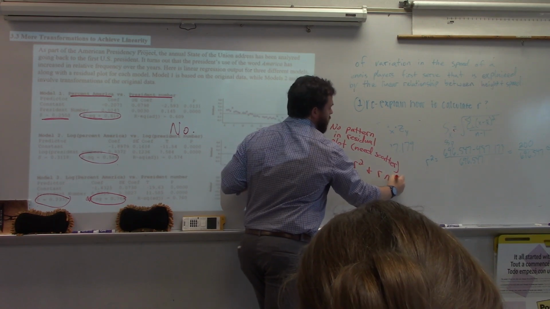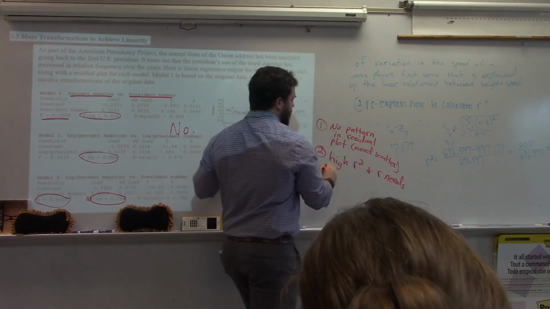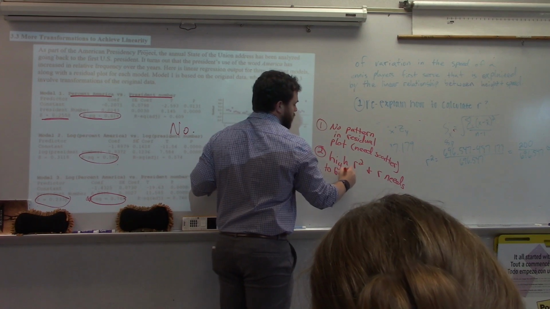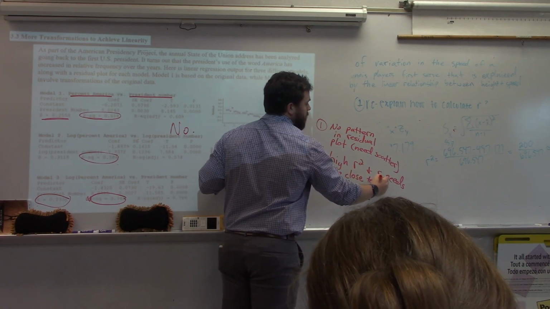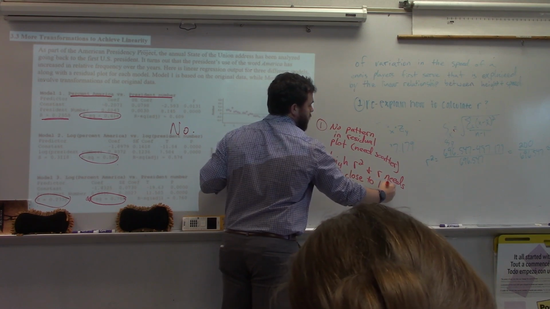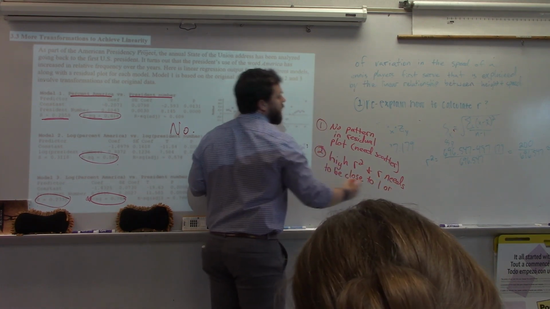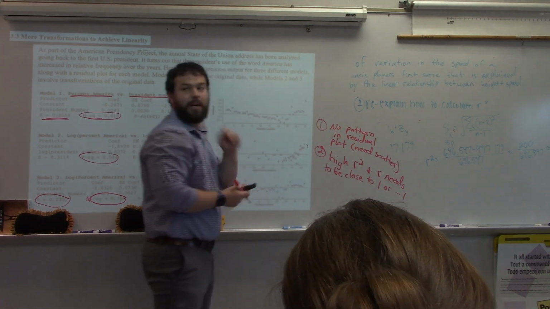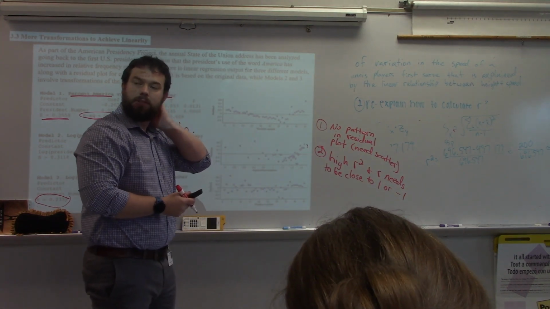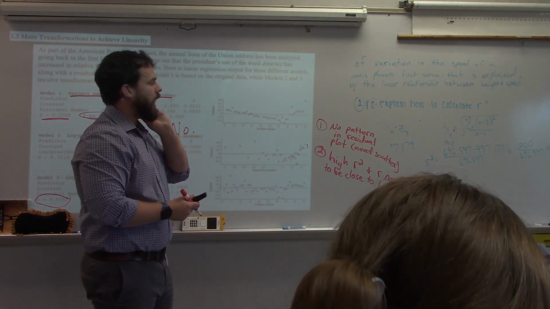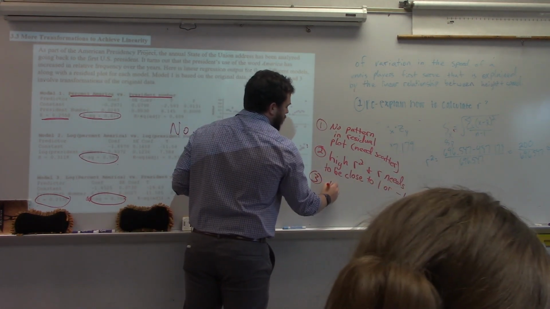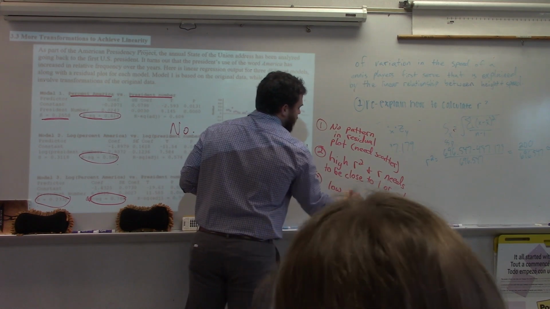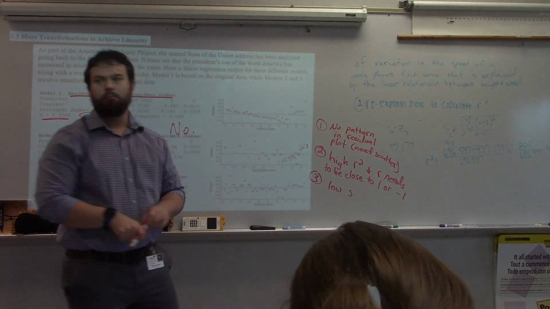R needs to be close to what? Close to 1, or negative 1? Thank you, there we go. It matters whether it's positive or negative, okay? So high r squared, r needs to be close to 1 or negative 1, and low standard deviation. That's what we want to see.